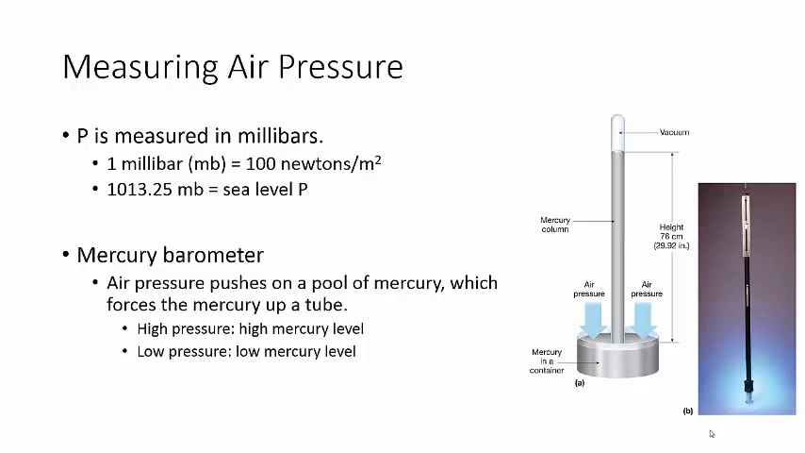Now how do we get these millibars? Well, barometers. And you can see a picture of a barometer right here. Okay, you have a little pool of mercury. You have a tube stuck into the pool of mercury. The air pressure is pushing down on the mercury, which is making it rise in the tube. So the harder it pushes down, the higher this will rise. High pressure, high mercury level, right? If it's not pushing down as much, you'll have a low mercury level.